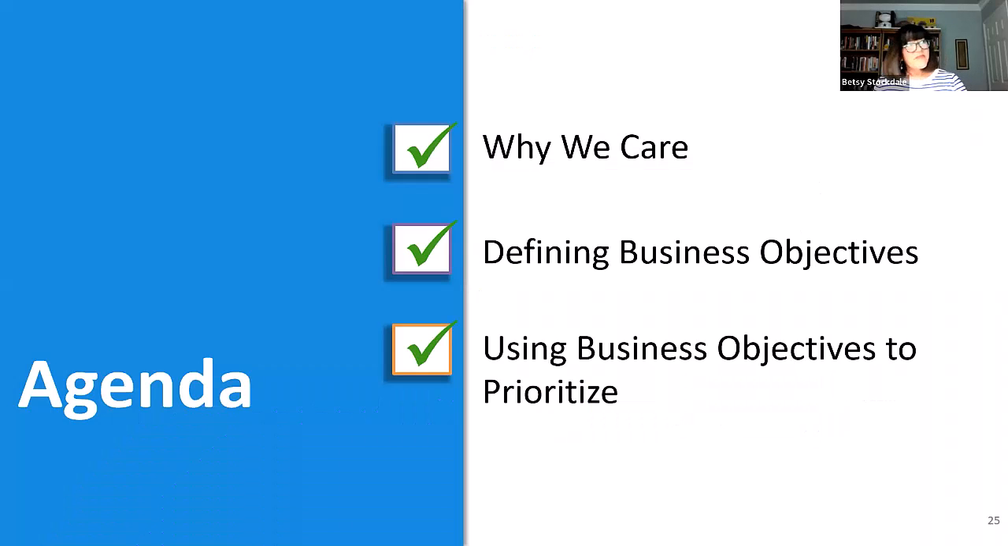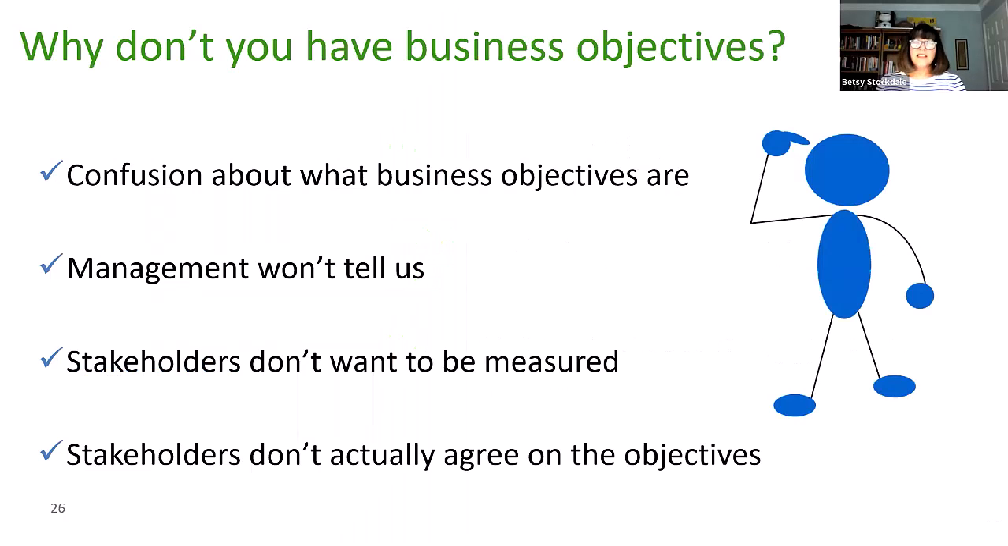All right. So we've talked about why we care. We've talked about how we define them. We've talked about how we use them to help us prioritize. Well, let's talk about why we don't use them today, right? Why is it that we don't all do this in today's world? Well, there's a lot of reasons why, right? There can be confusion about what they really are.